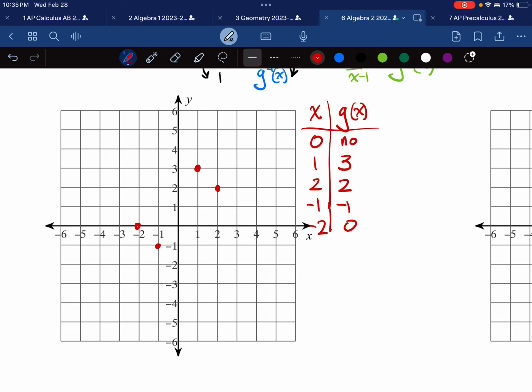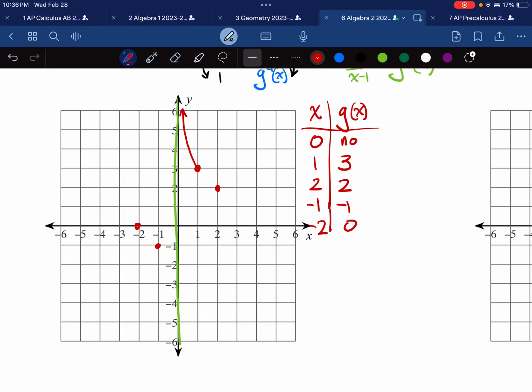So I go to (1, 3), (2, 2), (-1, -1), and (-2, 0). It's kind of hard to see what's going on, but I know that as I get closer and closer to 0, I'm not allowed to do that, which means that's called an asymptote. In this case, we have a vertical asymptote. So this line right here is kind of hard to see. Maybe if I use green, I can make it easier to see. This line right here, you're not allowed to touch. We're supposed to get closer and closer to the line without touching.